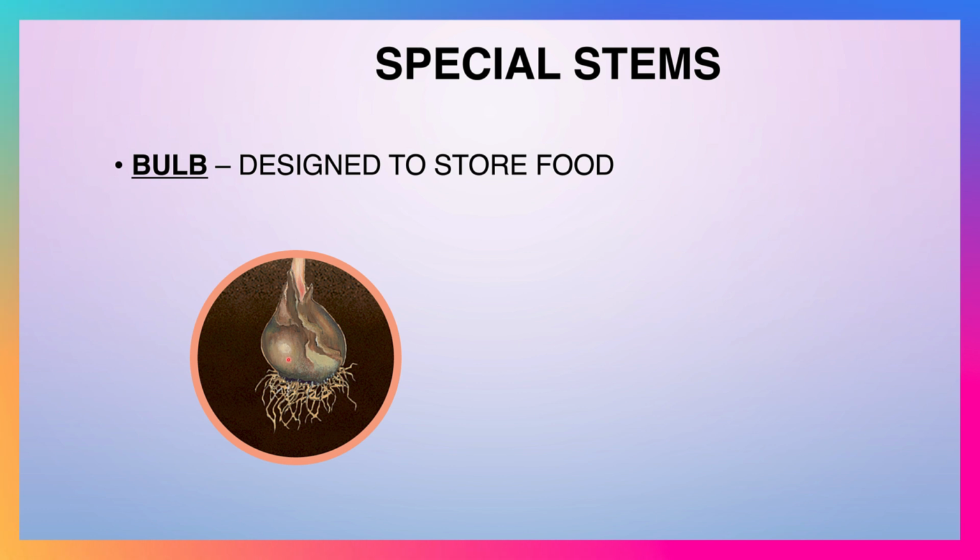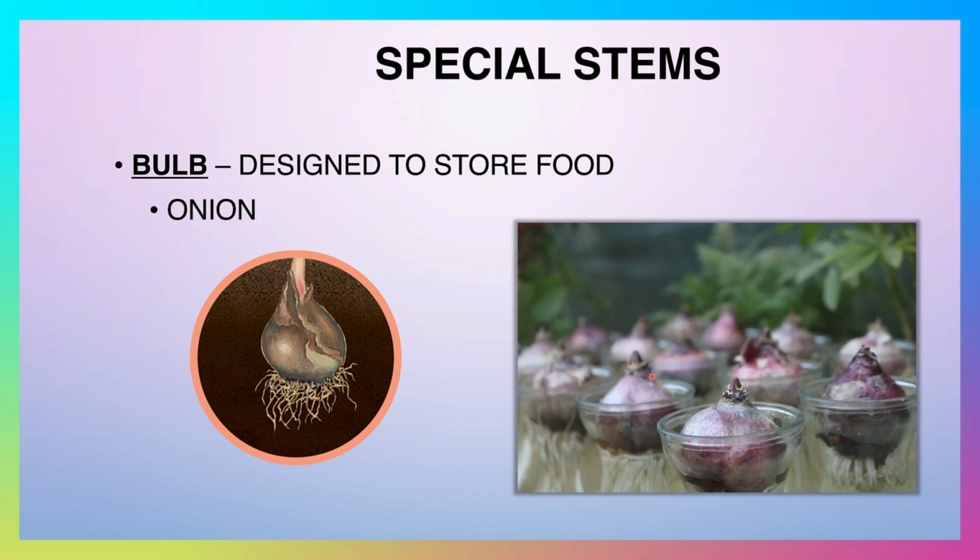And so here's a bulb, and if you plant this bulb, it's designed primarily to store food, and it will grow roots and produce a tulip plant in this case. Another example of this is the onion, and here's a group of onion bulbs that are being cultivated to grow more onions.